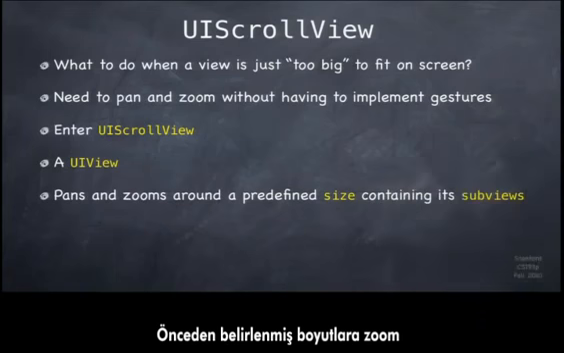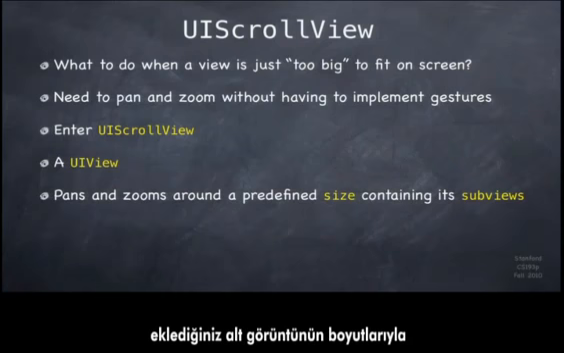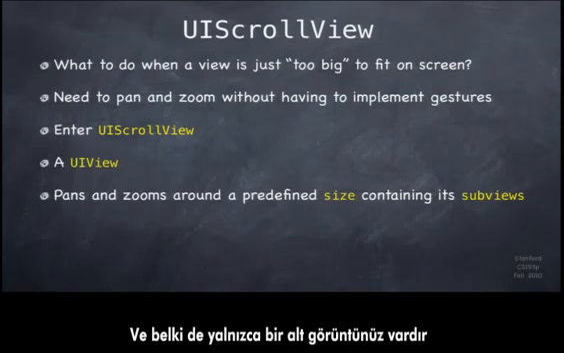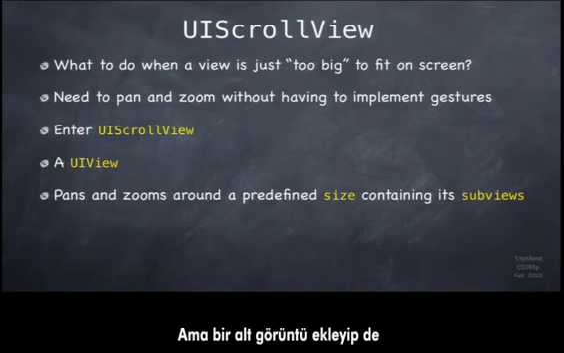The way it pans and zooms is around a predefined size. So it has a property, which is the size of the area you're scrolling around, which may or may not be the same size as the subviews that you're adding to it. Maybe you're only going to add one subview, and it's the exact same as the area it's scrolling and panning around. That's common.